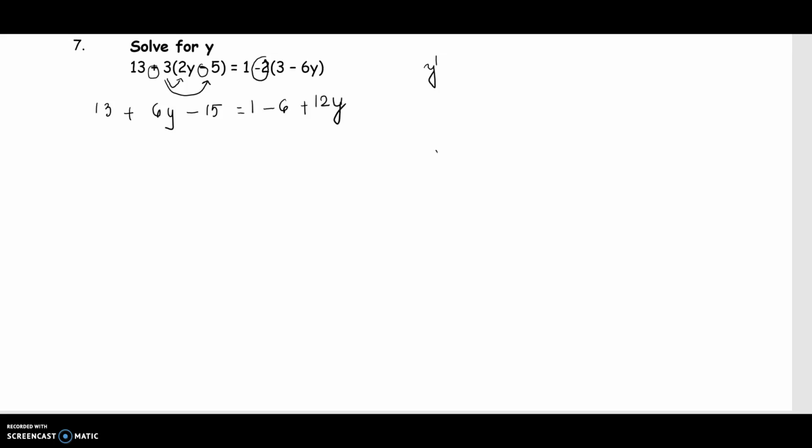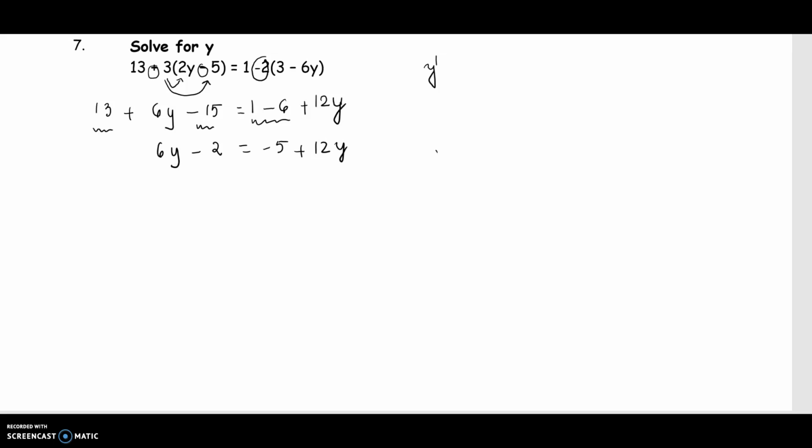Now we've simplified the expression on both sides. We can go a little further. So 6y, and then we have 13 minus 15, which is negative 2. That's equal to 1 minus 6, which is negative 5, plus 12y.